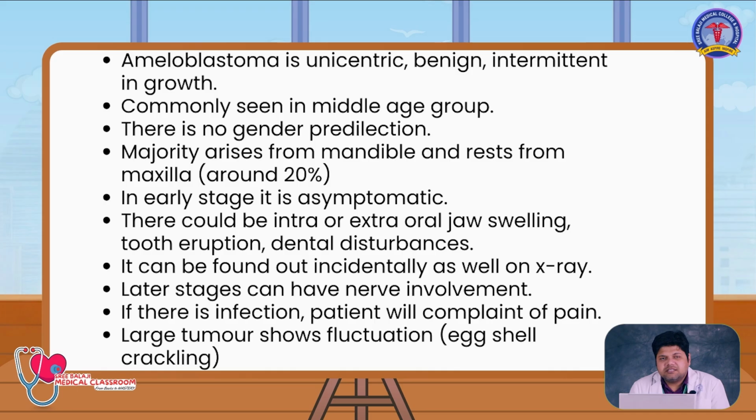The signs and symptoms: it is asymptomatic in early stages until the lesion grows and produces intraoral and extraoral jaw swelling. In the later stage, nerve involvement can be there, with sensory changes of the lower lip, and pain can also be there if infection is present. It could be a large persistent lesion also, and if it is large, it may exhibit fluctuation as well. That is called eggshell cracking.